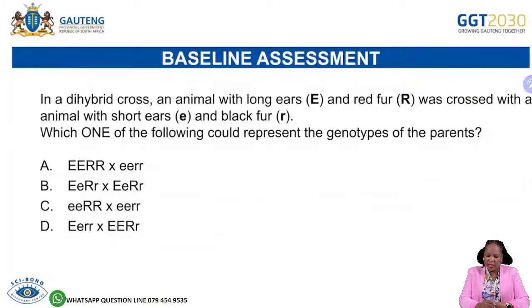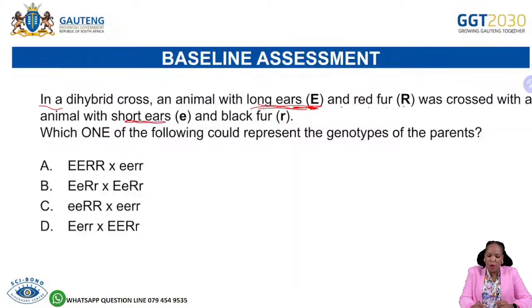So let us take a look at these examples that we have here that is going to form part of our baseline, what we need to have going forward. Now, in a dihybrid cross, an animal with long ears, you see they've already given you a letter there. The allele that is going to represent long ears is represented with the uppercase E, and red fur with R was crossed with an animal with short ears.